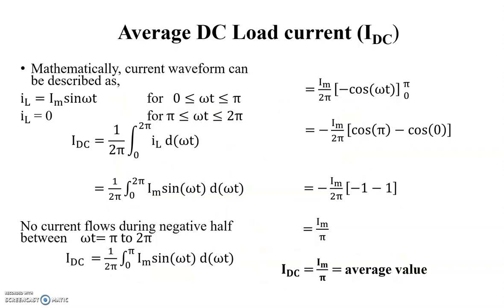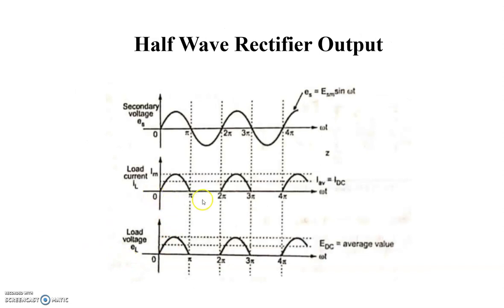Next one, the average DC load current. The average DC load current is obtained by integration. For finding the average value of the alternating waveform, we have to determine the area under the curve over one complete cycle, that means for 0 to 2 pi, and divide it by its base, 2 pi.